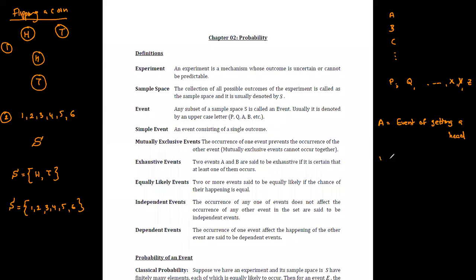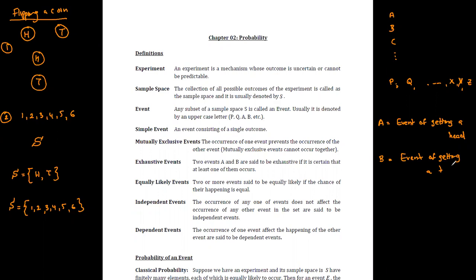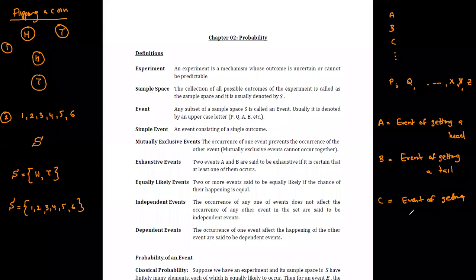Another event can be the event of getting a tail. Likewise, we can identify two events for the first experiment. Another one can be the event of getting either head or tail. Maybe we can call it C, the event of getting head or tail. This can be again another event, but it is actually a combination of these two events.